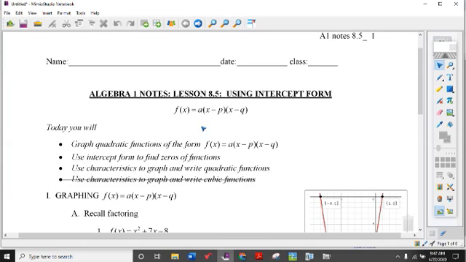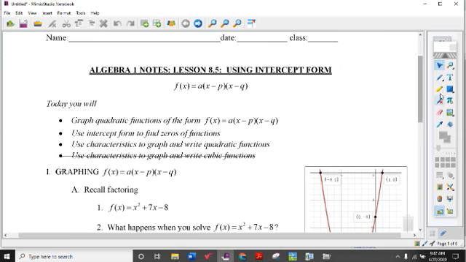So today we start section 8.5, using intercept form to graph and to write equations. Now this is a really long section. First part will be graphing quadratic functions in intercept form, using the intercept form to find zeros, using characteristics of a graph to write quadratic functions. And I decided to skip this part about cubic functions because we can do it next year in algebra too.